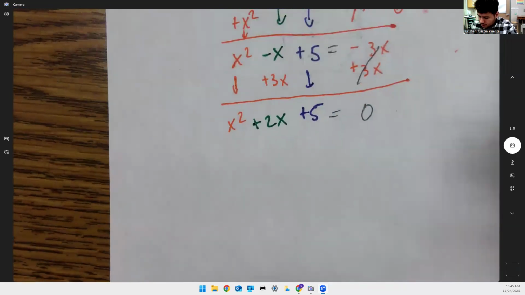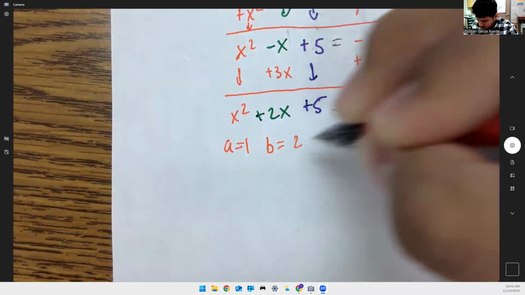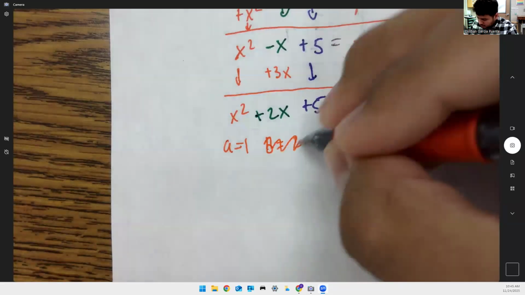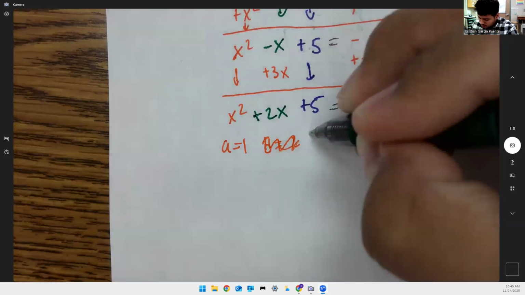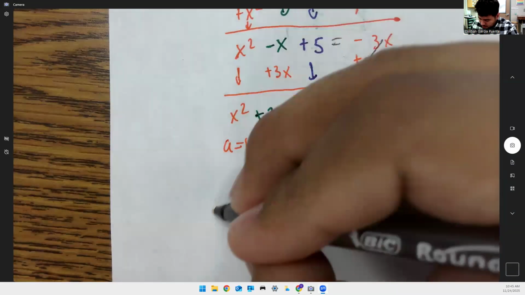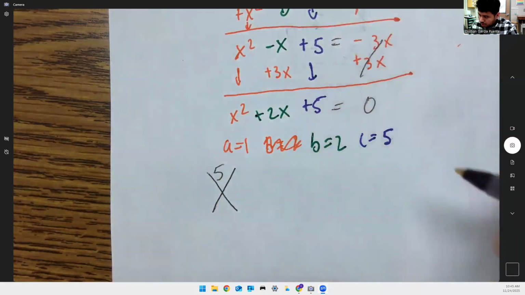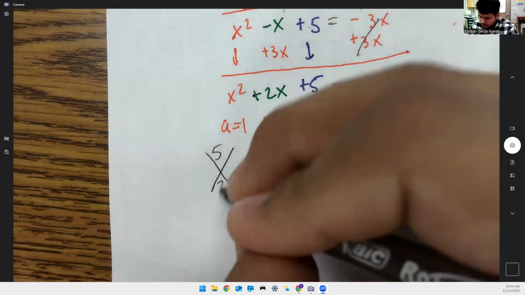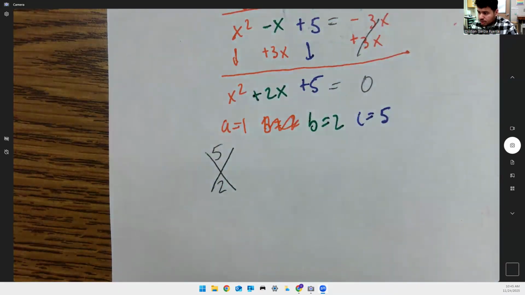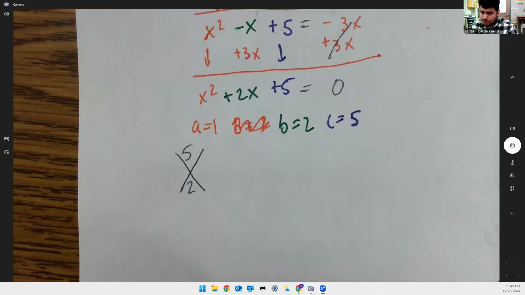So your A is going to be equal to 1, B is equal to 2, and C is equal to 5. And now you'd put it in your diamond. So two numbers, on top you put A times C, which is 5, and on the bottom you put your B, which is 2. So there's two numbers that multiply to positive 5 but add up to positive 2. There isn't any. So unfortunately, you can't do factoring through the diamond.